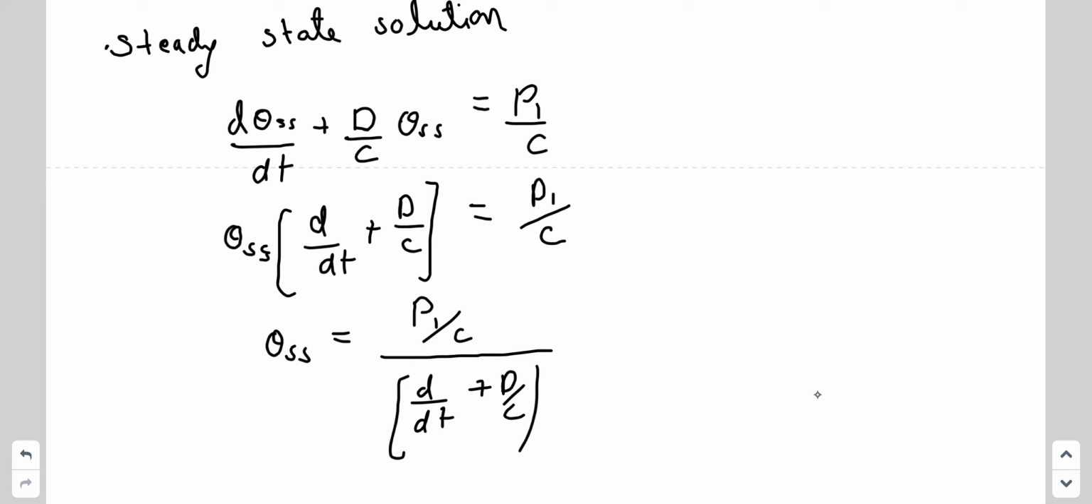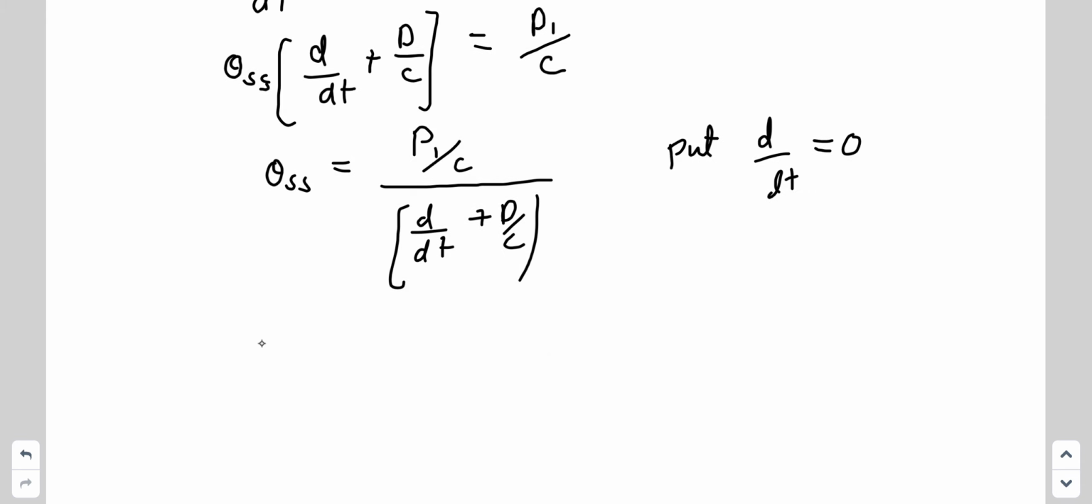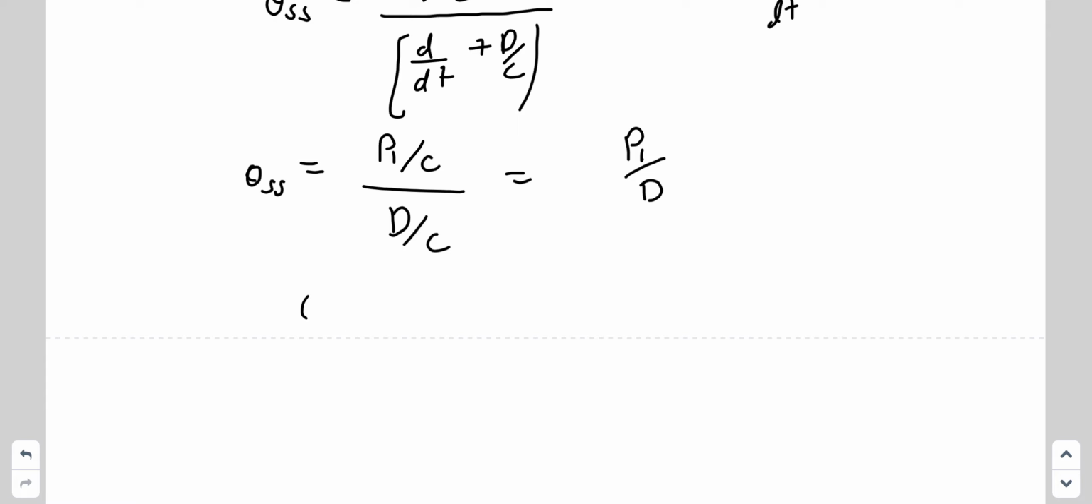Now put d by dt is equal to 0 for the steady state solution. So theta SS will be equal to P1 by C divided by D by C. So C will cancel out, and theta SS will be P1 divided by D. Now it is our theta SS is P1 by D. It is our steady state solution.